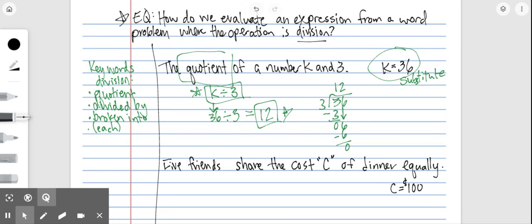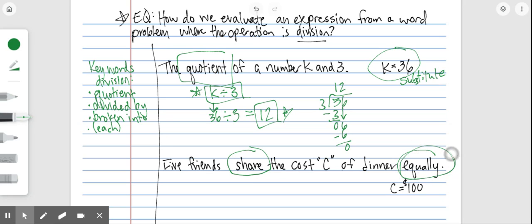All right, so here's one. 5 friends go to dinner and they share the cost C of dinner equally. So here's another keyword in here. It says share the cost or share equally. Okay, the important part right here is equally. So I'm going to add it to my keywords. Share equally. So 5 friends share the cost of dinner equally.